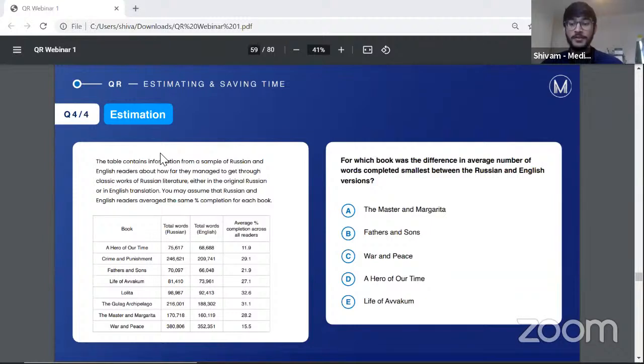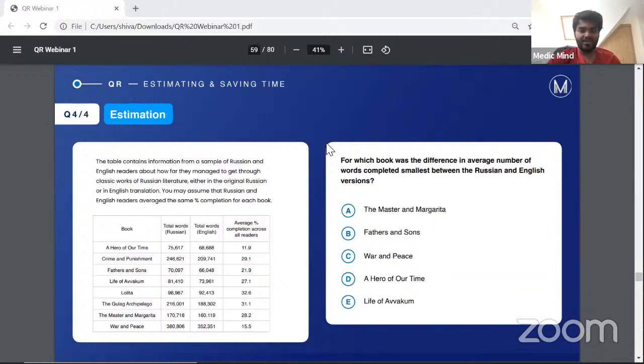And probably the most important part of this question, and again, I'll give you a clue, it's to do with the answers here. So one of the most important next steps is to look at what we need to find the answer. Well, we need the smallest difference in the number of words. We also need the smallest percentage completion, because if you think about it logically, if you have the smallest percentage of completion, you have less words. And the less difference in words that you have, then there'll be less total difference between Russian and English.